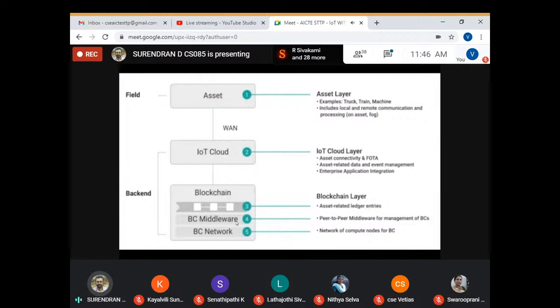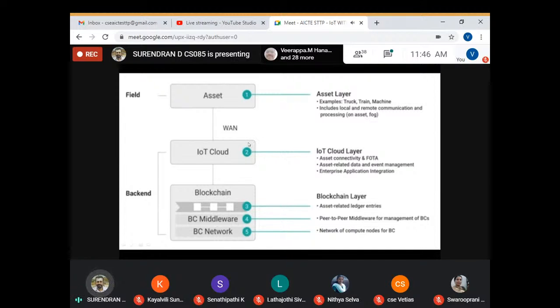Now here in the models, we have a field and an asset, and you have a cloud, and you have a blockchain. In this particular case, this is a WAN, so this is the field and this is the backend. So this is the technology part, the IoT part. Now the asset layer is like a truck, train, or machine. It includes local and remote communication and processing. So on the asset, we call it edge or fog.